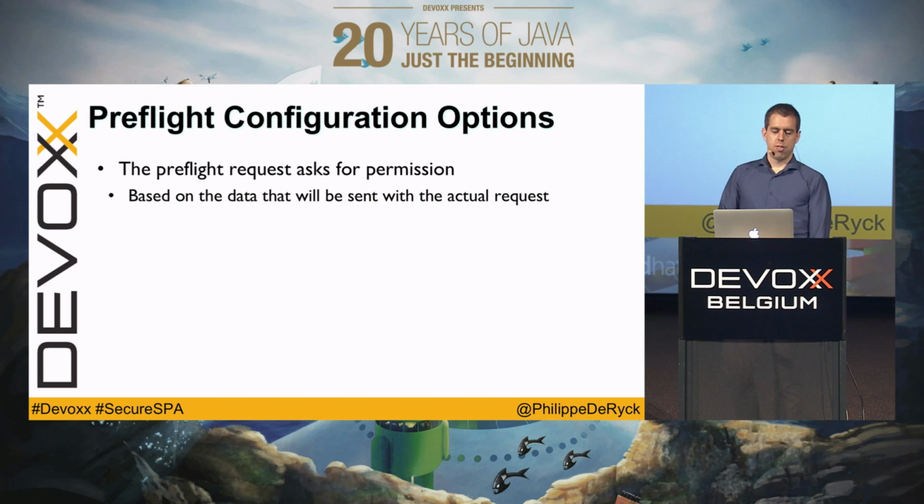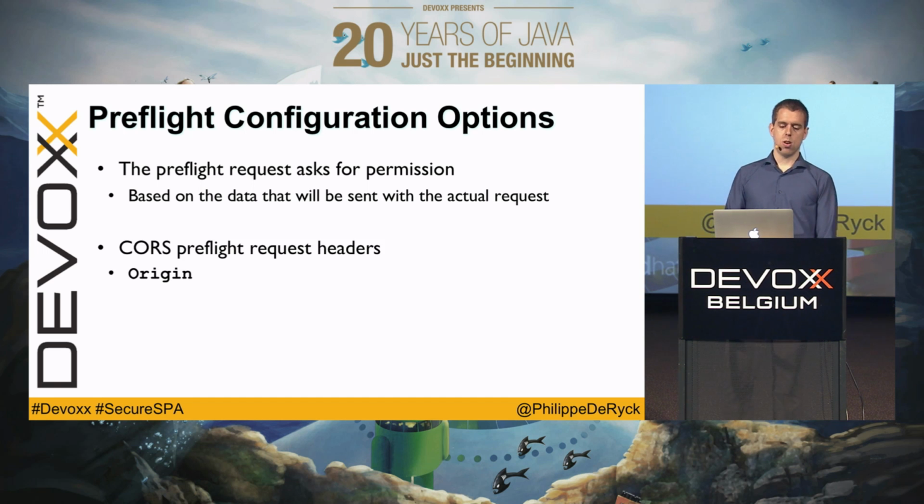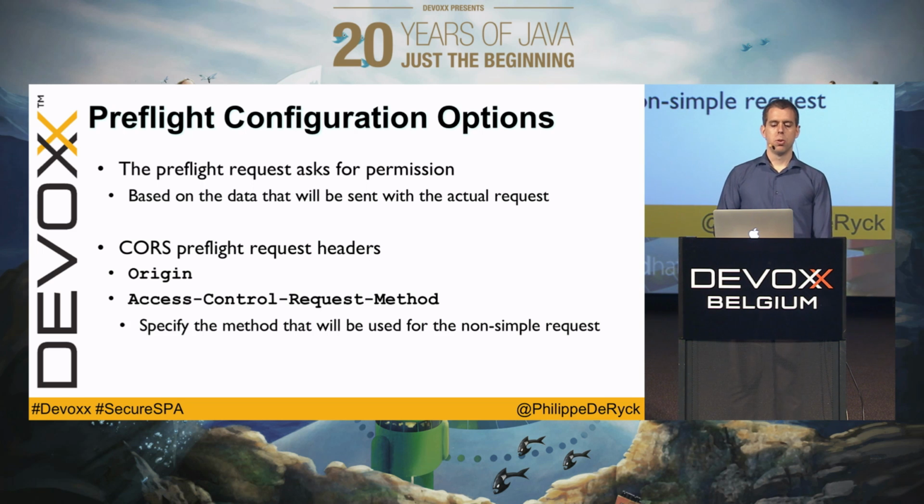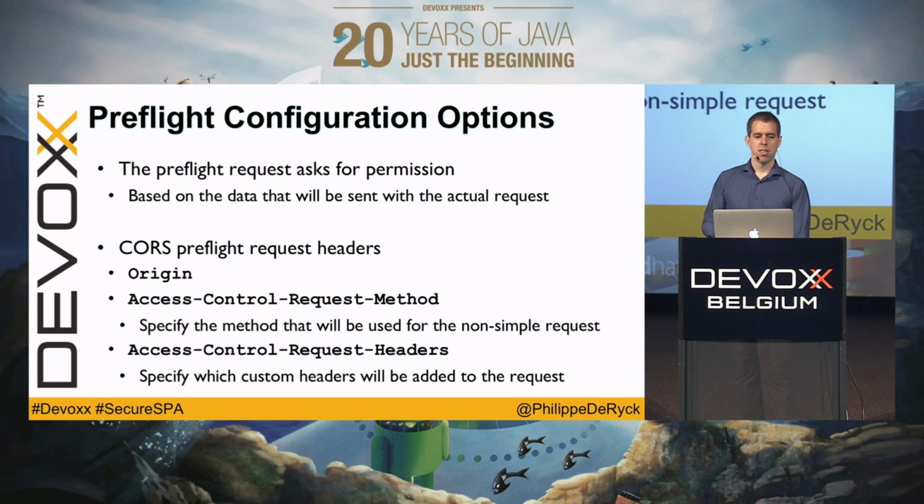So how do you configure such a preflight, or how does it happen? It asks for permission based on the data that will be sent in the actual request. So if you send a preflight, the browser will include the Origin header. It will include a request method header to say, what am I going to do? And you can also include a request headers header to specify, by the way, I want to add these custom headers to my request. Are you okay with that?